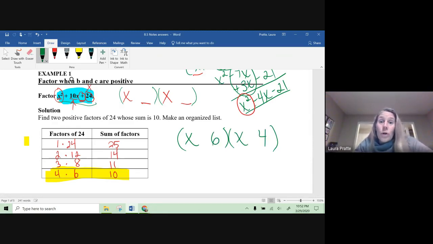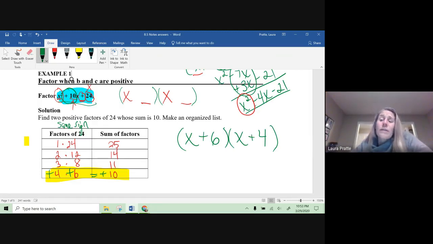It doesn't matter which order you put them in. You could put the 4 first or the 6. It doesn't matter. Now, the key is the signs. As we said, we know that they have to have the same sign, but because that middle number is positive, a positive 4 and a positive 6 would add up to give us that positive 10. So we know that these are both going to have to be positives.